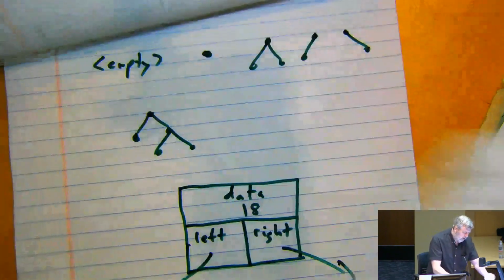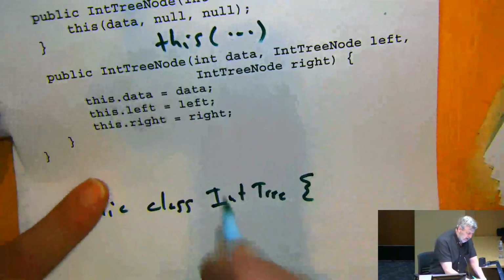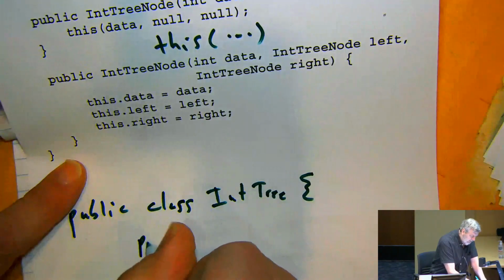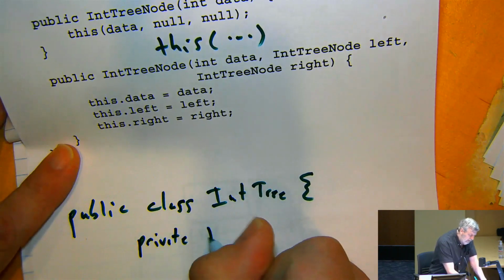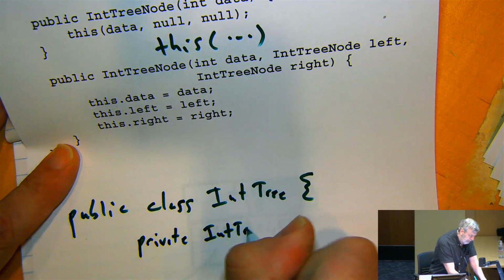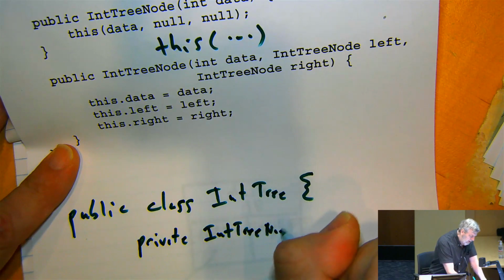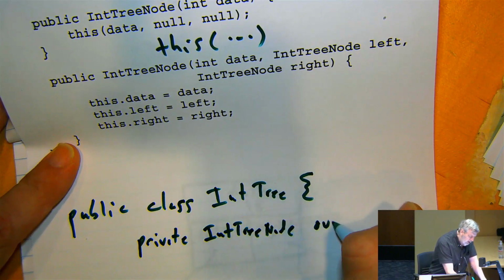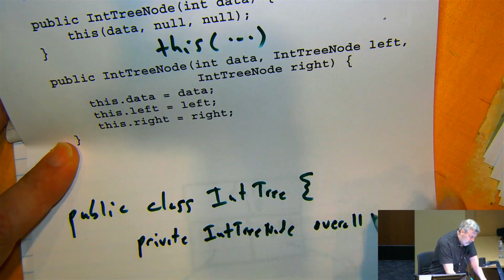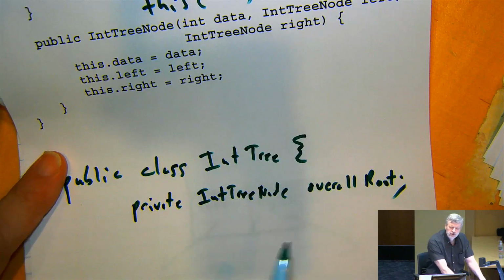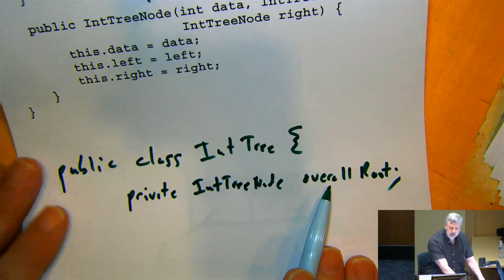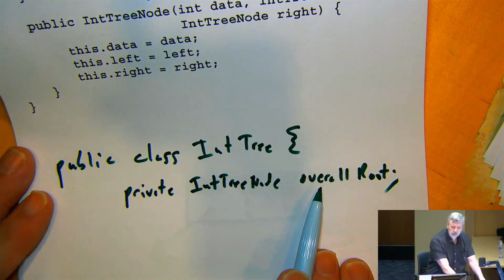So what we can do is to have a field. So we'll have a private field. This one is going to be nicely encapsulated, of type int tree node. And I'm going to refer to this field as overall root. You might think of calling it root, but I'm going to explain a little later why I prefer to call it something slightly different than root. So I'm going to call it overall root.